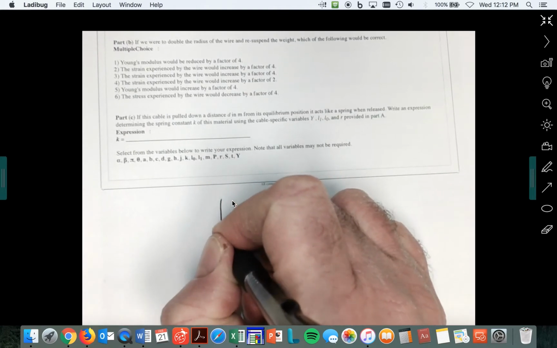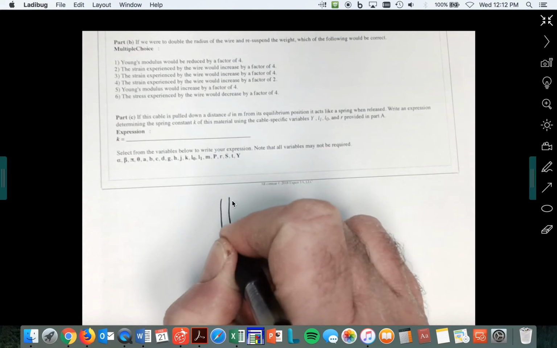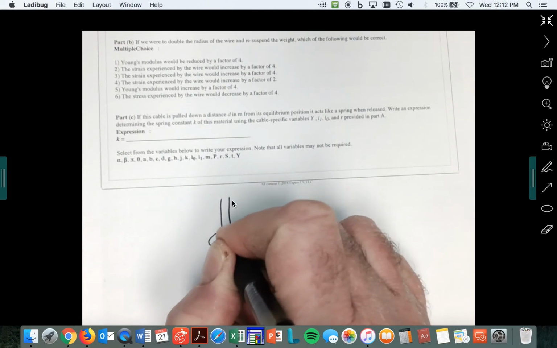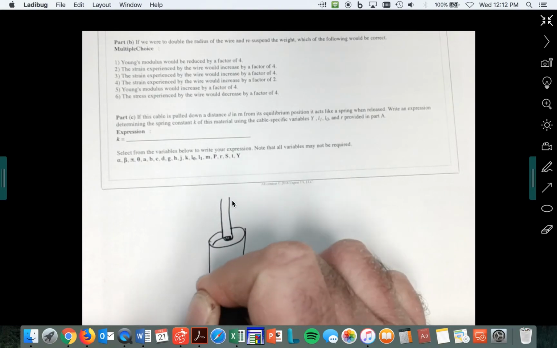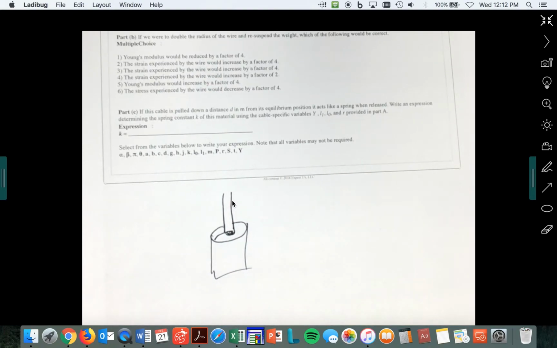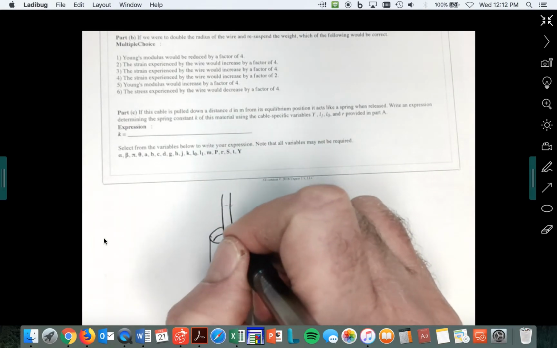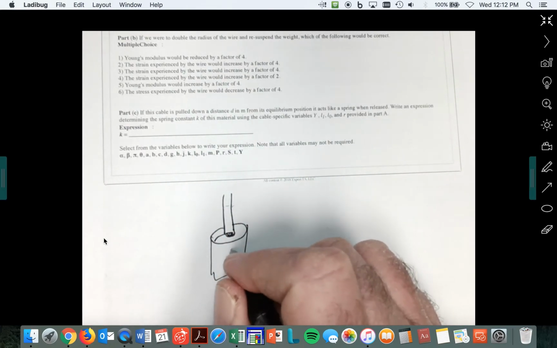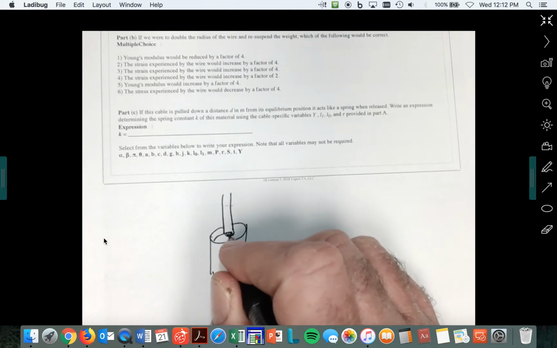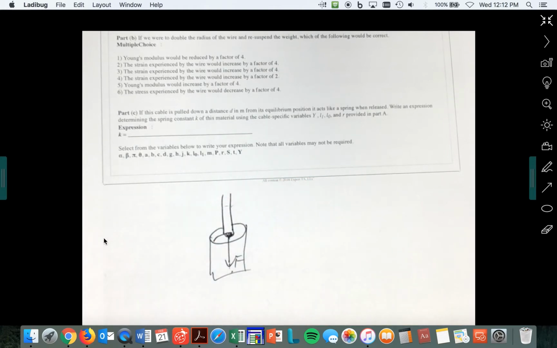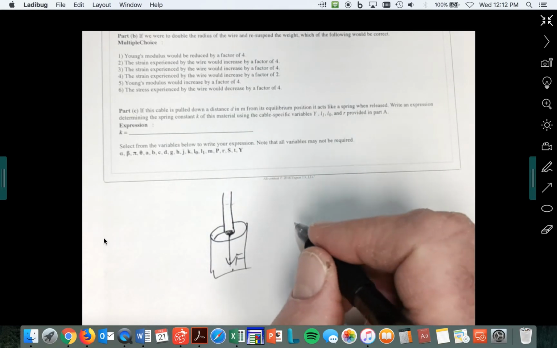So here's what we're doing. We've got a cable coming down here, and it's hanging and holding some cylindrical thing like this. And so we have mg pulling down. At this point, we have a force pulling down. Of course, the tension is also pulling up on that point, but we're just looking at the force pulling down.